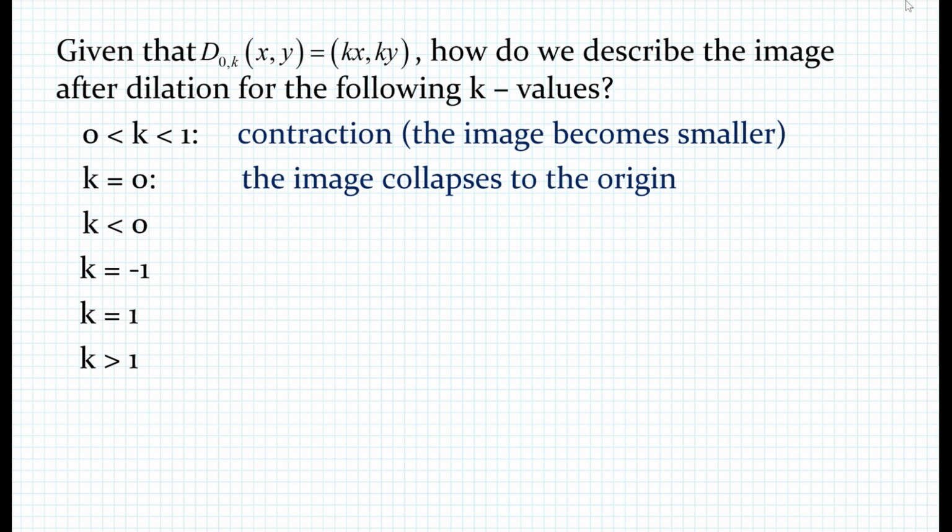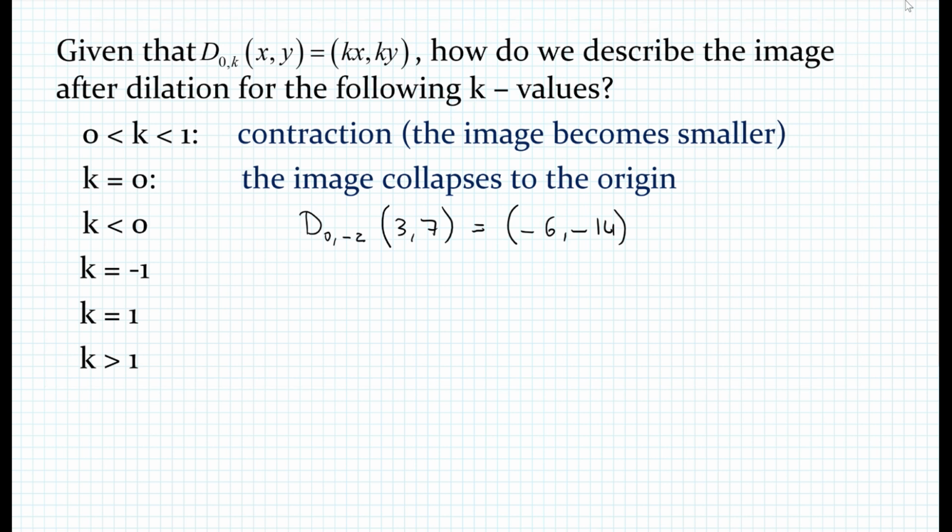Now, what if K is less than 0? Again, we can come up with an example. Let's say we have a dilation over the origin of -2, and let's call it the point (3, 7). That's just an example. So we end up with (-6, -14). So as you can see, the image became bigger, but it's kind of like a reflection over the origin. That's what's happening here. So the image becomes bigger and is a reflection over the origin.